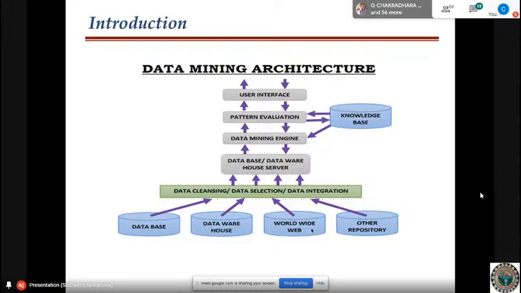And again, the user will give feedback: the pattern evaluation is not that good, it needs to be modified or realigned with some other things. Then it goes again to the data mining engine, which evaluates again and does some reprocessing and remodeling, and then goes back to the user interface. That's a circular view. That is nothing but getting feedback and aligning our model based on that.